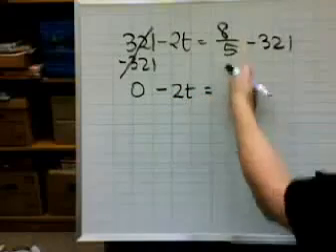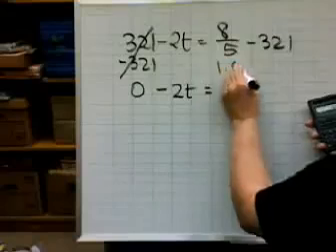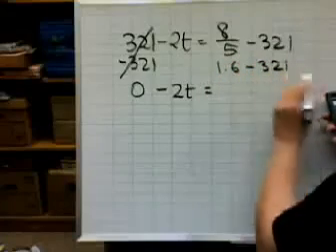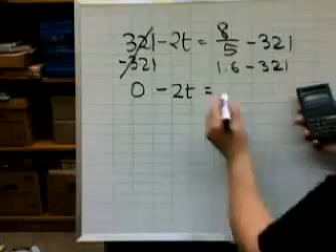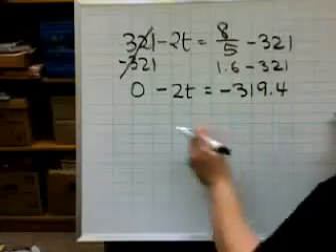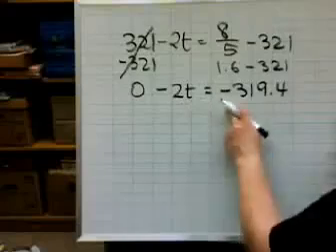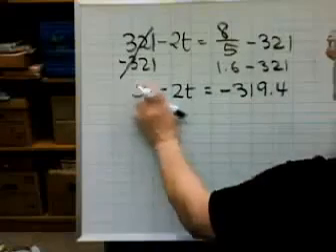And now this 8/5 I can get in my calculator. 8 over 5 is 1.6 minus 321. Don't have to write that. We just subtract 321. And this gives negative 319.4. So we've got a negative 2t on this side, negative 319.4 on this side, with a 0. So the 0 doesn't matter.